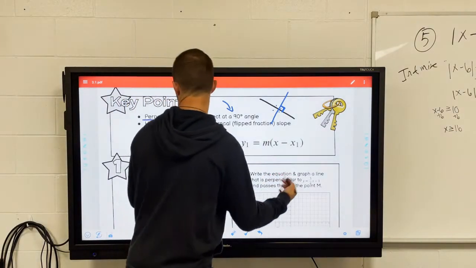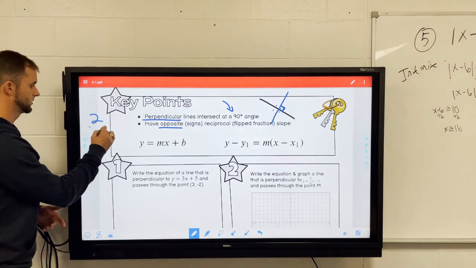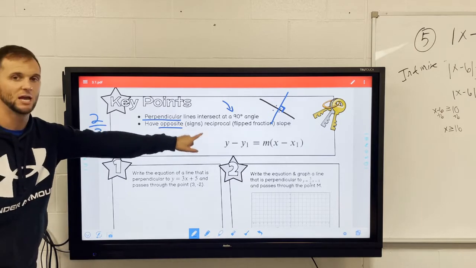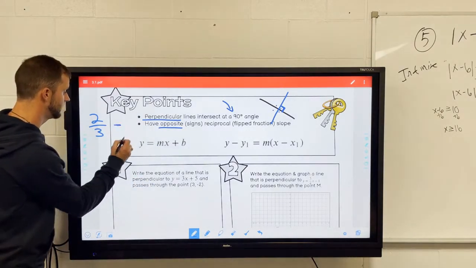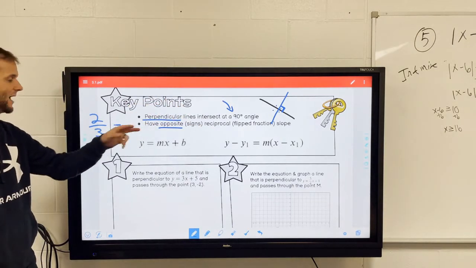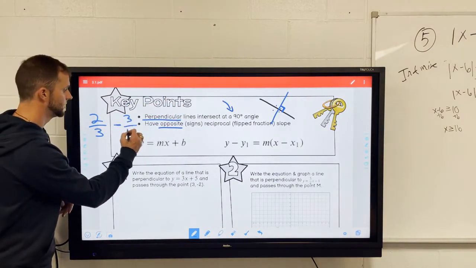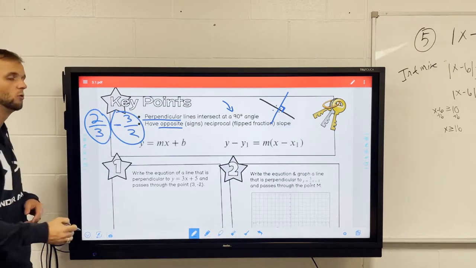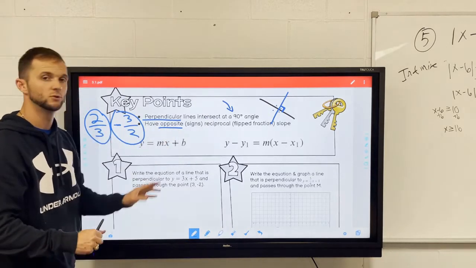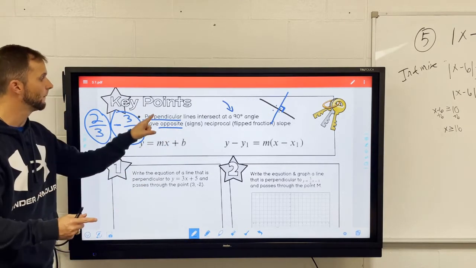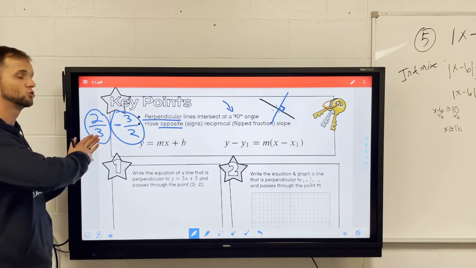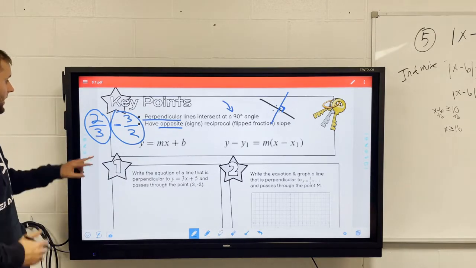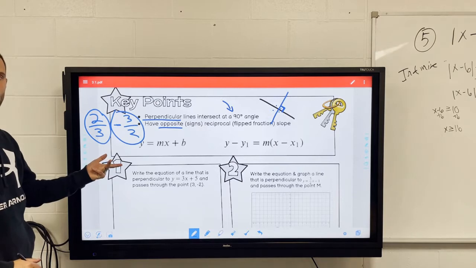So for instance, if I have a slope of 2/3, right now that is a positive 2/3. So opposite means change the sign, so negative. Reciprocal means flip the fraction. I'm going to flip this, 3/2. So right now, ladies and gentlemen, 2/3 and -3/2 would be opposite reciprocals of each other, which means they are perpendicular slopes. Meaning if I was to draw the line and when they cross, they're going to meet at an exact 90-degree angle. So again, change the sign and flip the fraction, okay?